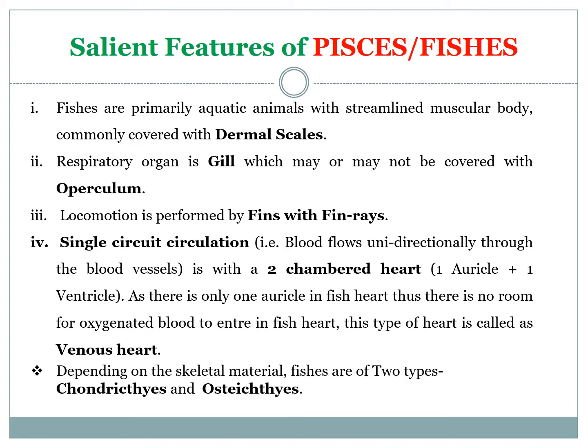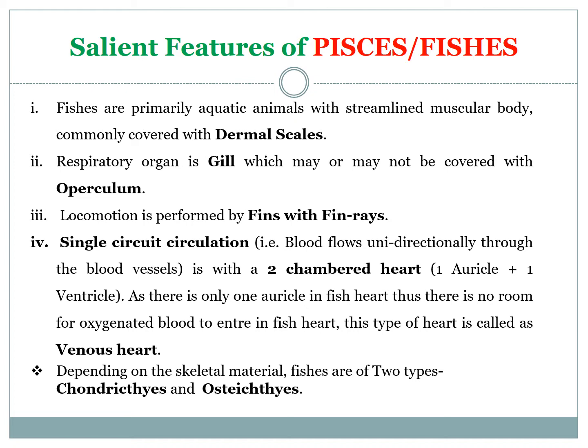Fishes have single circuit circulation. That means the blood flows in one direction throughout the body through the blood vessels. Fishes have a two-chambered heart which comprises one auricle and one ventricle. As fish's heart has only one auricle, the oxygenated blood that comes from the gill doesn't get into the heart, and thus as the heart of fishes transmits only deoxygenated blood like the veins, their heart is also called the venous heart.